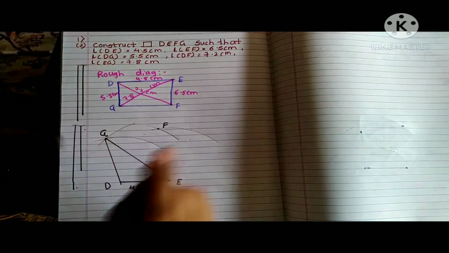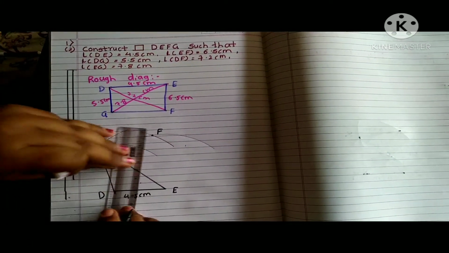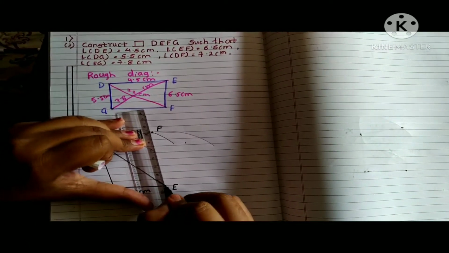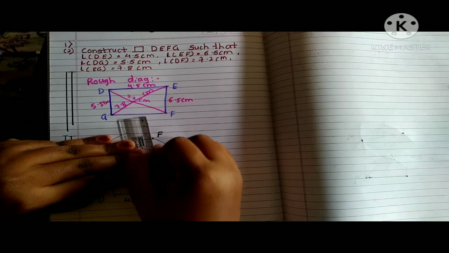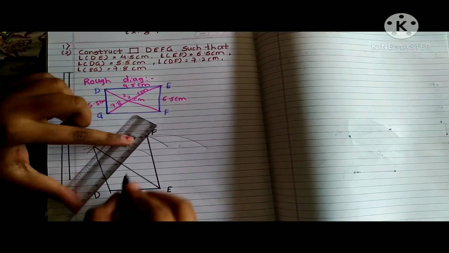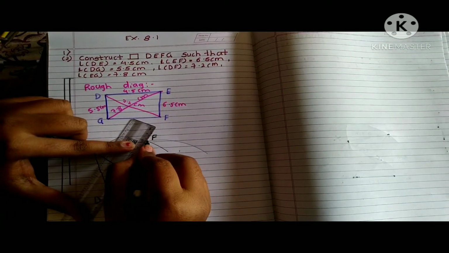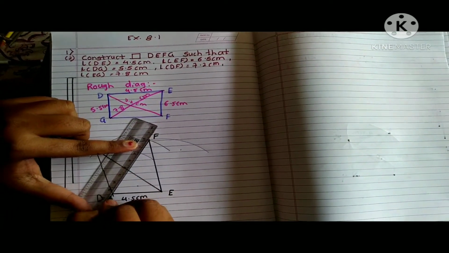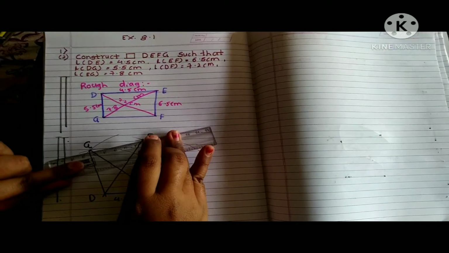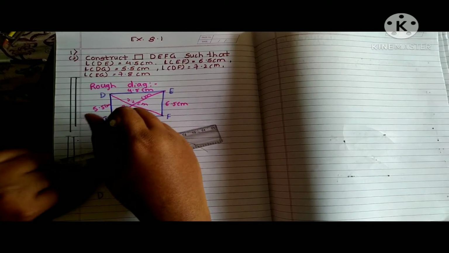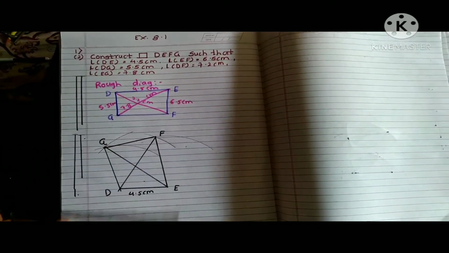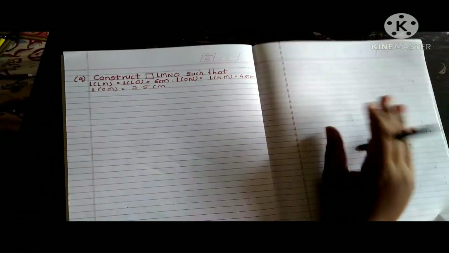Now when we join all these points, we will get our quadrilateral DEFG. So we have drawn the quadrilateral from the 3 sides and 2 diagonals with the help of arcs. So I think this construction will be clear to everyone. Now let's move towards another question.